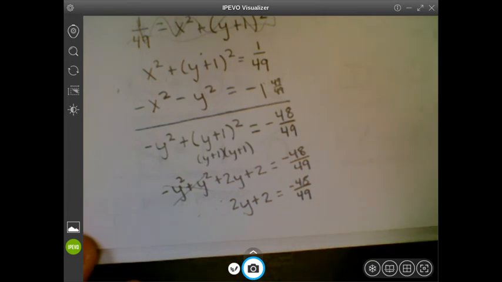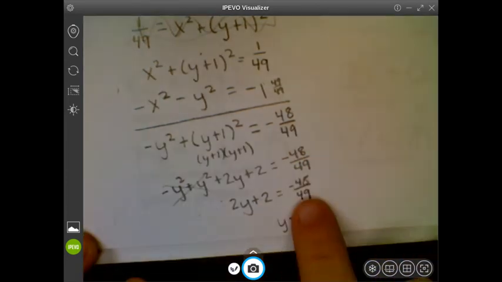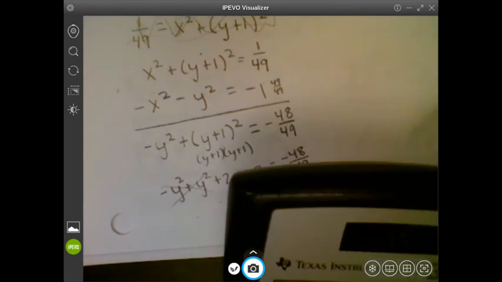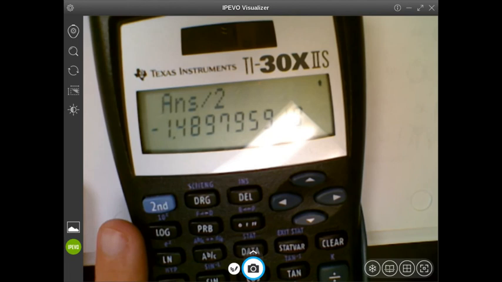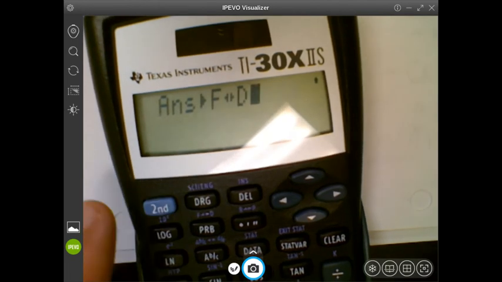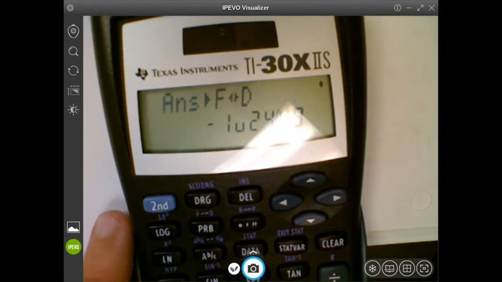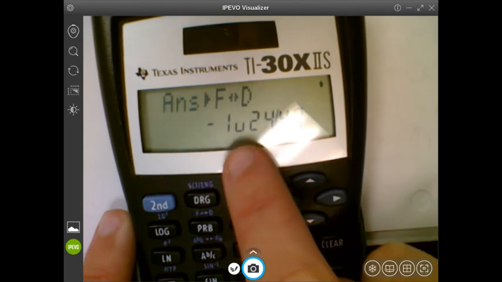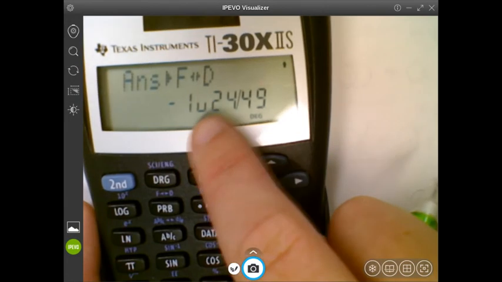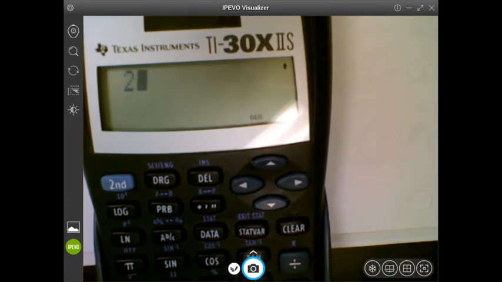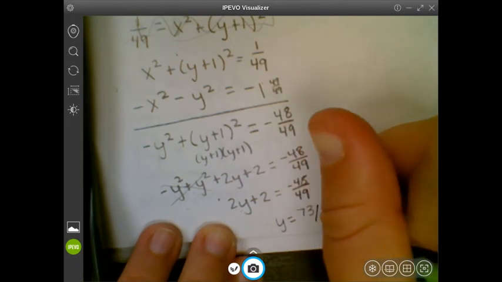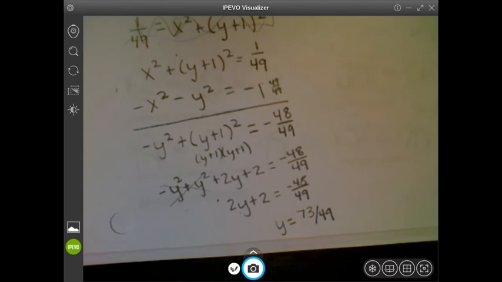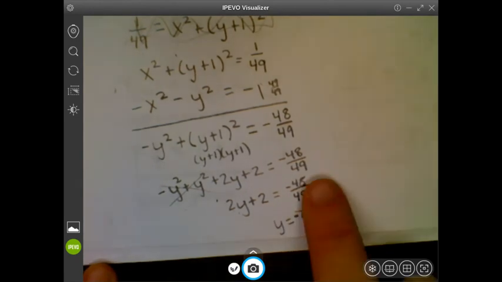From this point, you can just use your calculator to tell you what the y value is. You would subtract 2 and then divide by 2. So negative 48 over 49, subtract 2, and then divide by 2. Then you can turn it back into a fraction. This is a mixed number, it looks like: 1 whole and then 24 over 49. So 24 plus 49 is 73 over 49. And it was negative, wasn't it? Yes, don't forget that negative. That's just what I got when I subtracted 2 and divided by 2.